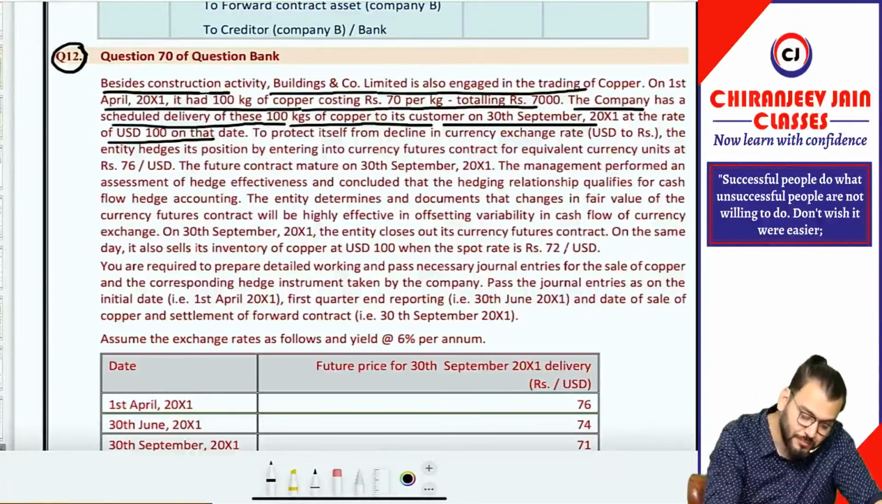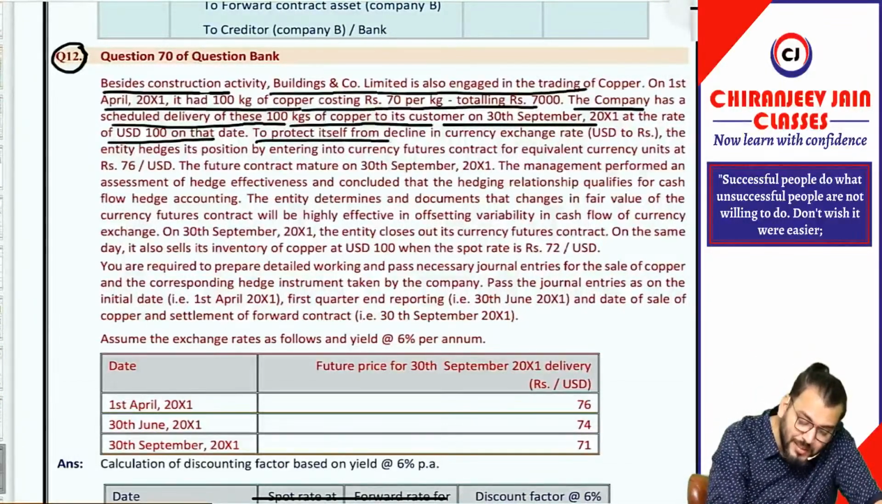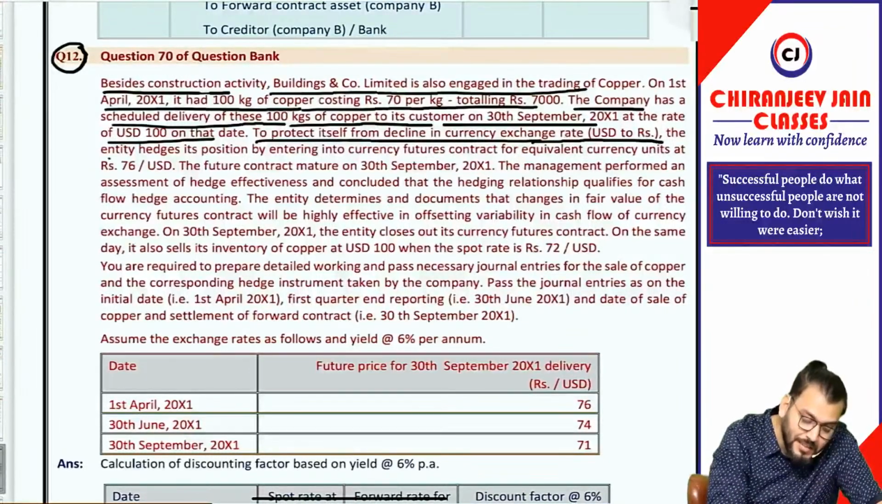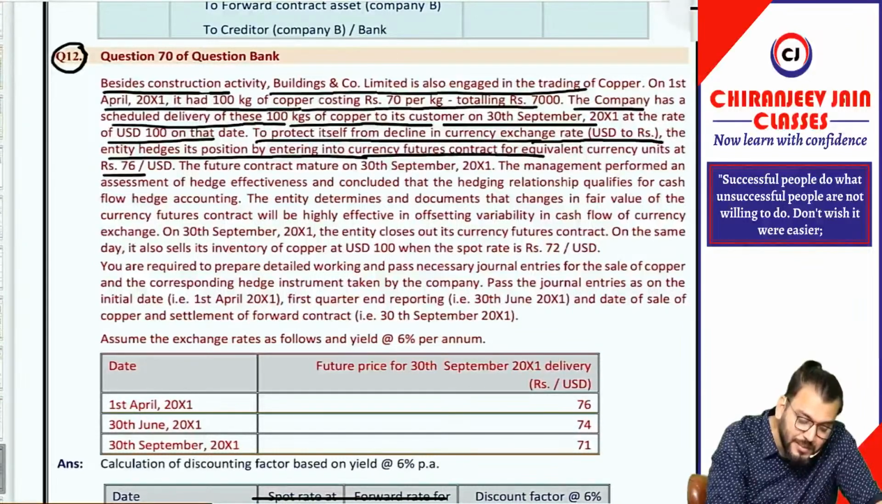Understood? Yes, sir. To protect itself from a decline in the currency exchange rate, because there is an expected cash inflow, there is a risk that there may be some decline in the currency exchange rate from US dollar to rupees. The entity hedges its position by entering into a currency future contract for equivalent currency units at rupees 76 per US dollar. The future contract matured on 30th September 2001.